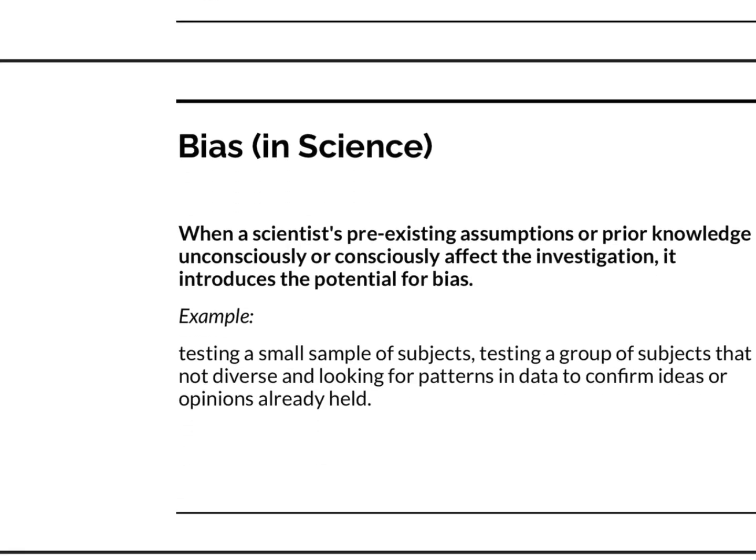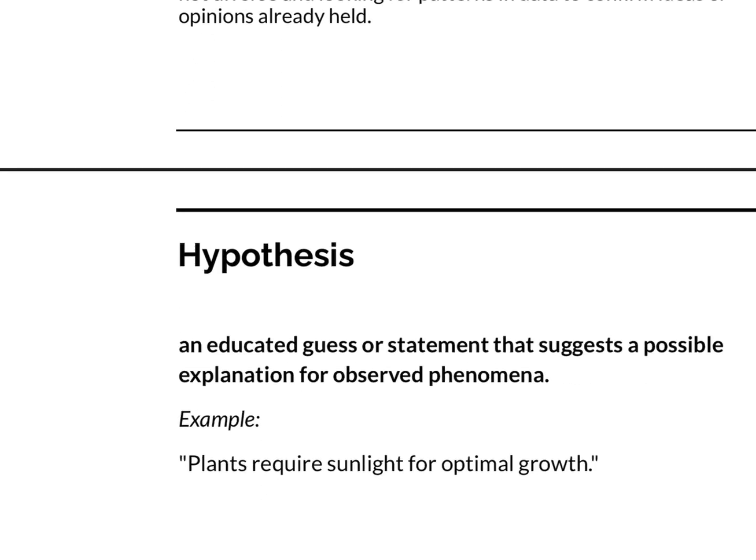What is bias in science? Well, a bias in science is when a scientist's pre-existing assumption or prior knowledge unconsciously or consciously affects the investigation. It introduces the potential for bias. Example: testing a small sample of subjects, testing a group of subjects that is not diverse, and looking for patterns in data to confirm ideas or opinions already held.